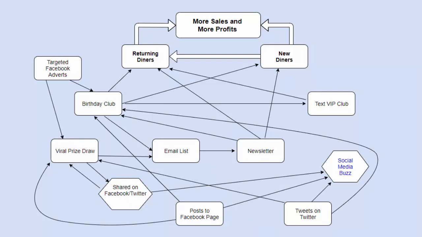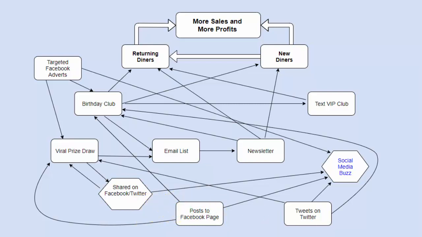One final benefit that I've only briefly mentioned is the amount that your restaurant name will be seen on the internet and the online buzz that this creates. You'll be seen in lots of Twitter tweets, in posts on your own Facebook page, in Facebook posts, Twitter tweets, and Pinterest pins where people are sharing your prize draw, and even the locally targeted adverts on Facebook will result in more social media buzz for your restaurant.